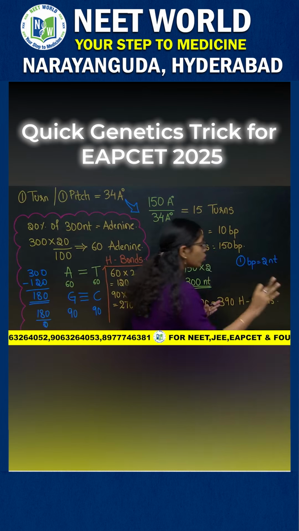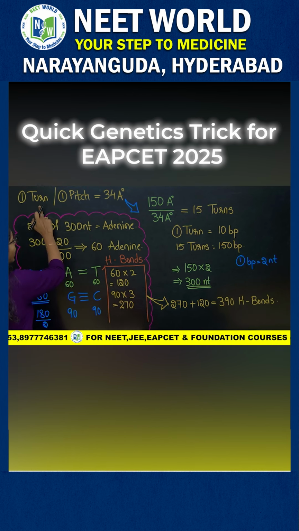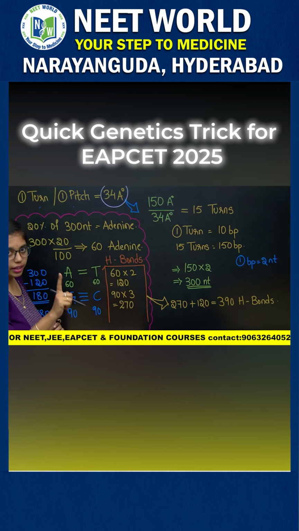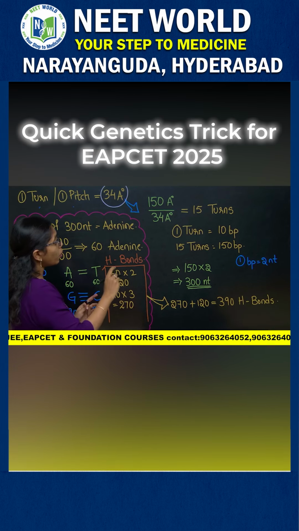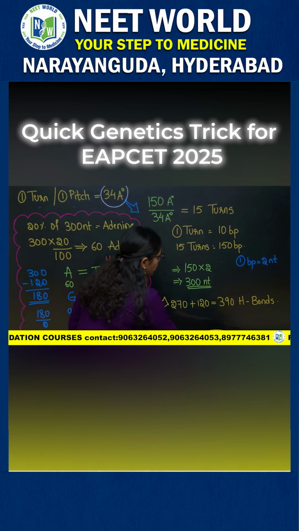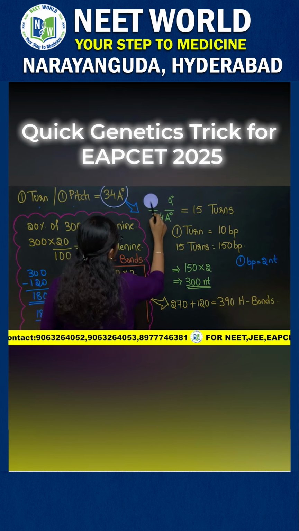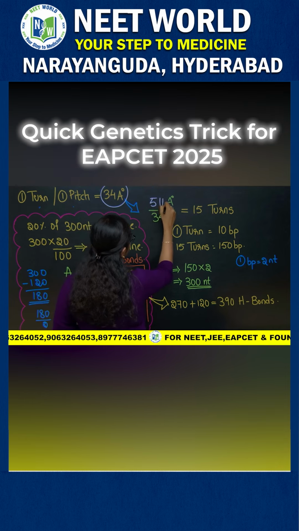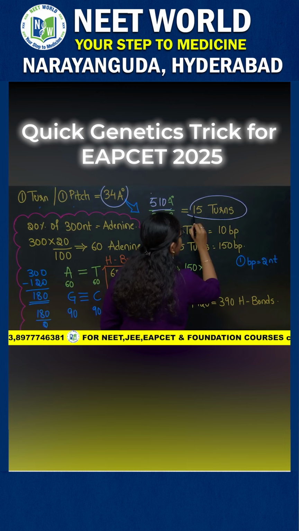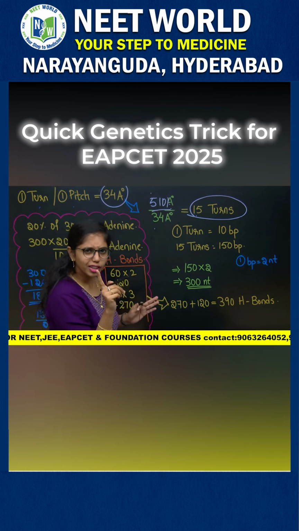If you know 3 points and how to apply them, you can easily tackle this. First, one turn or one pitch of the DNA is of how much length? 34 angstroms. So what will be the number of turns in 510 angstroms, which is given in the question? 510 divided by 34 will give you the number of turns in the 510 angstrom length DNA. It is 15 turns. We all know this basic point, right?